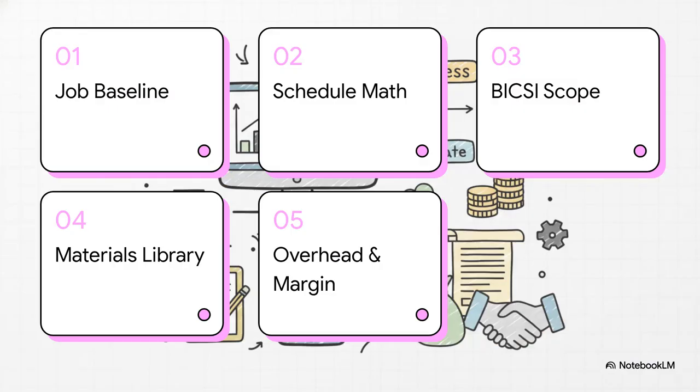So here is our pre-flight checklist for today's explainer. Setting the job baseline, mastering the schedule math, building the BICSI scope, leveraging the materials library asset, and finally, overhead, margin, and review. Think of these not just as a generic agenda, but as our shop's strict protocol for avoiding disaster on every single bid.